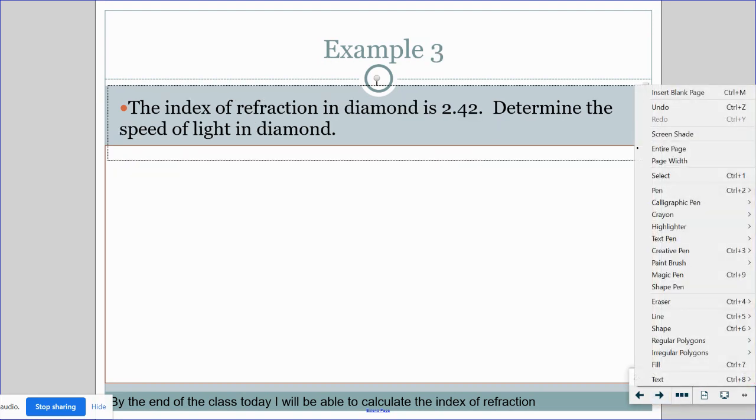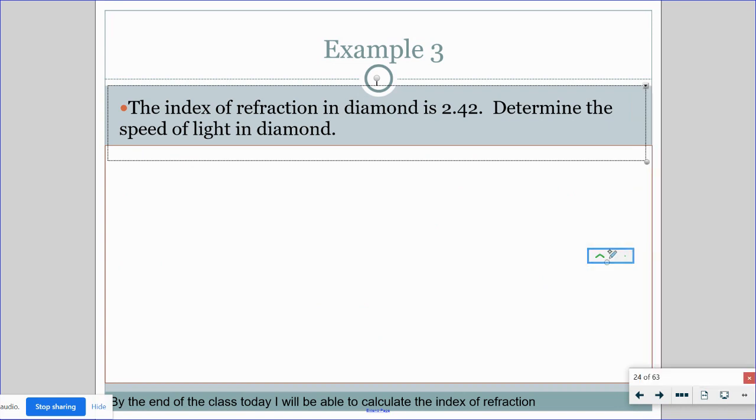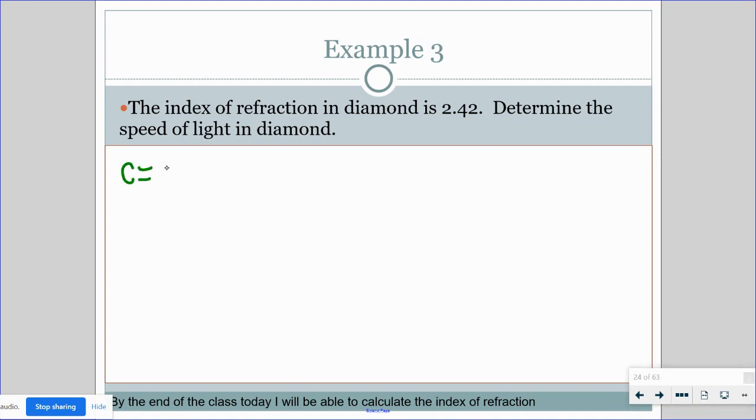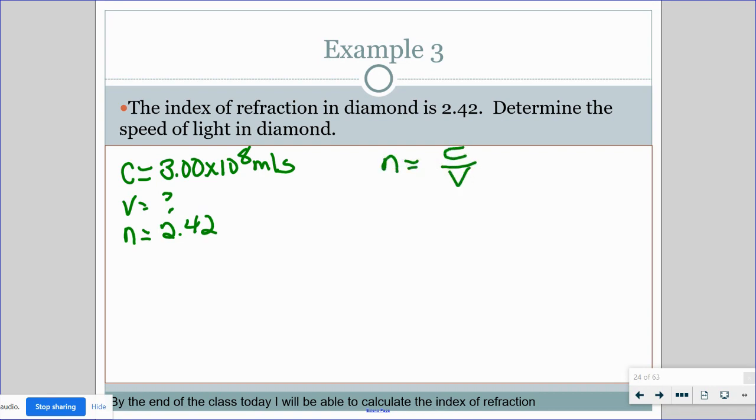The next one is just a little bit difficult because it's not as simple. We now want to get the speed of light in diamond. So here again, C is 3.00 times 10 to the 8 meters per second. Again, the speed of light in a vacuum is always the same. It is a constant. The V we don't know this time, but we do have N. N is equal to 2.42. So if I write my formula, N equals C over V, I want to get V.